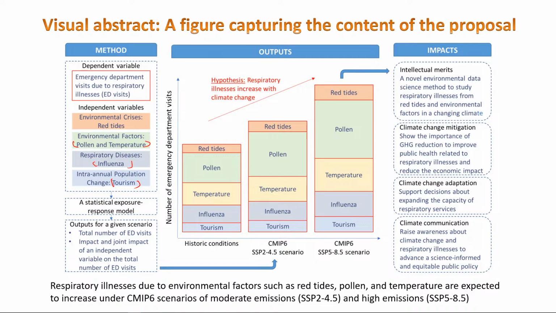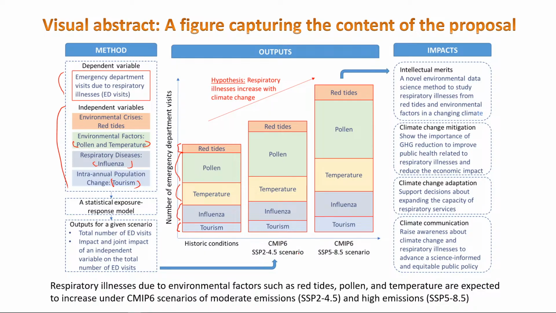The output would be what? So here's the output of this scenario: the total number of ED visits. Impact and joint impact of an independent variable, sorry, of each independent variable on the total number of ED visits. And then I show it here. This is the output. This is the historic condition, number of emergency department visits. From tourism, we got this number. From influenza, we got this number. From temperature, we got this number. From pollen, we got this number. From red tide, we got this number.